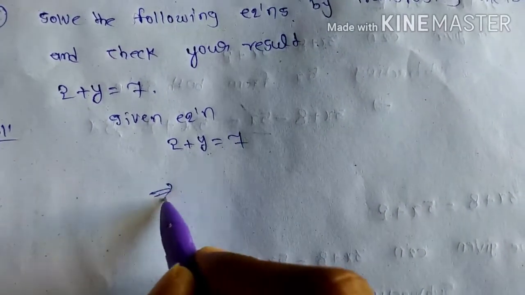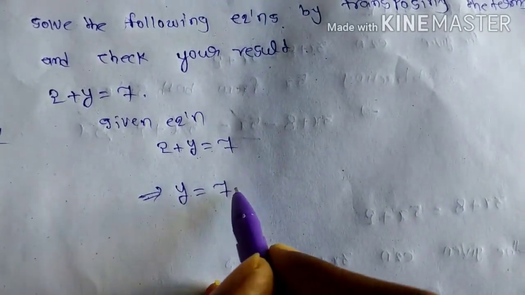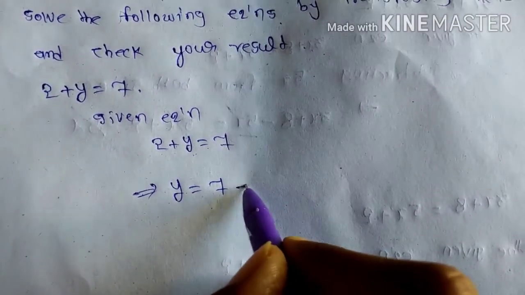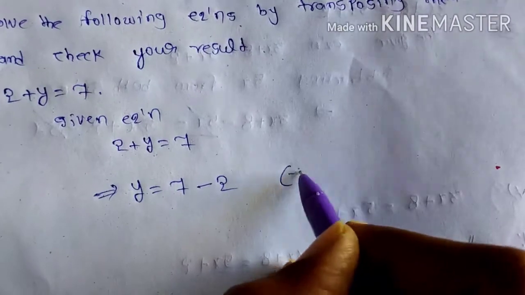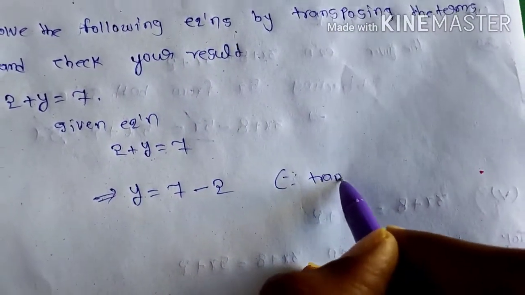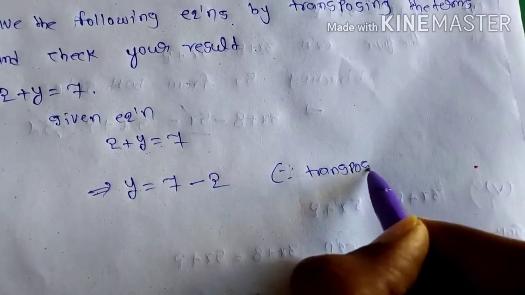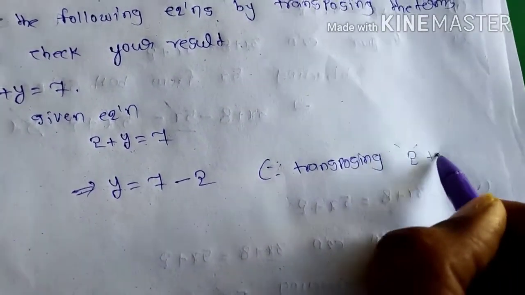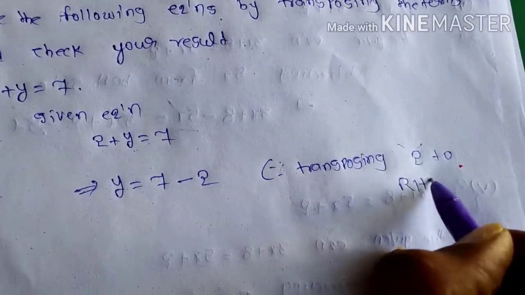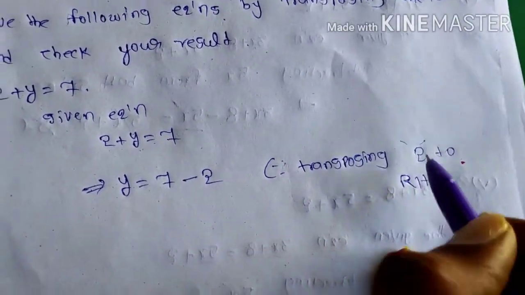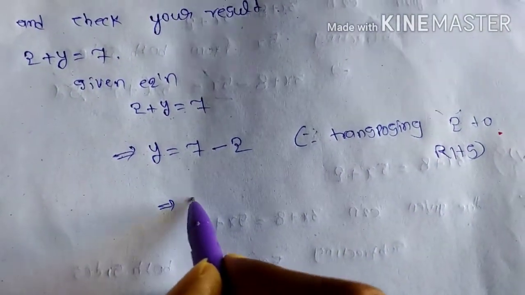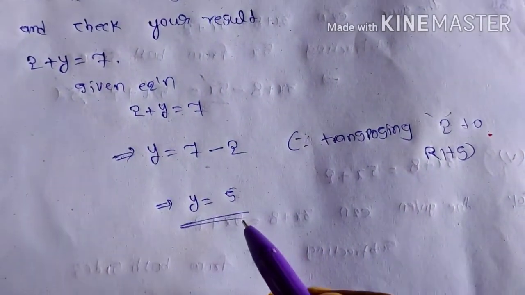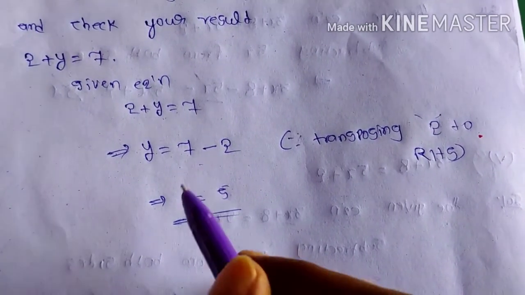So you can transpose 2 to RHS. That means you can write here y is equal to 7. See, it is plus 2. If I am transposing to RHS, it will become minus 2. In the brackets, you can write transposing 2 to RHS. That implies y is equal to 7 minus 2, which is how much? 5. y is equal to 5 is the solution of the given equation.